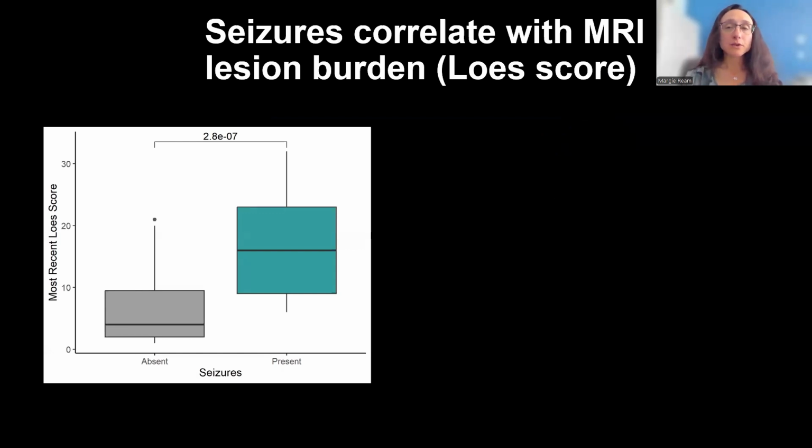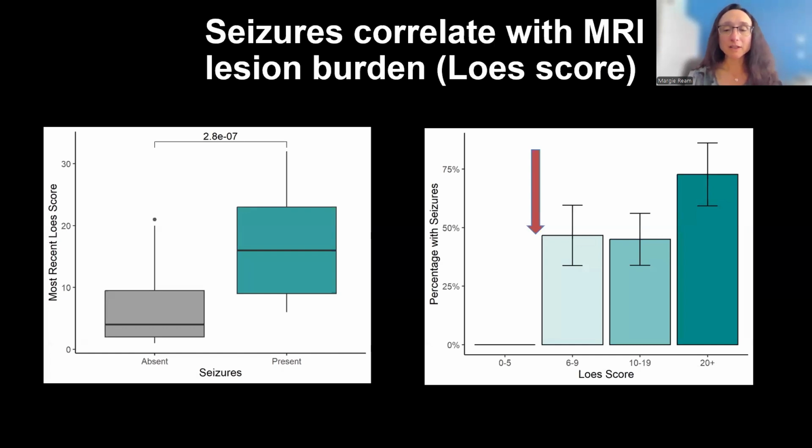The occurrence of seizures correlated with MRI lesion burden, as measured by the LUS score. So in this figure, if there were no seizures, the average LUS score in MRI was much lower than if the patients had experienced seizures. And if we separated this data into ranges of LUS scores, seizures basically did not occur with a LUS score of less than 6. This is really important because children can qualify for treatment and strongly benefit from treatment if the LUS score is less than 9.